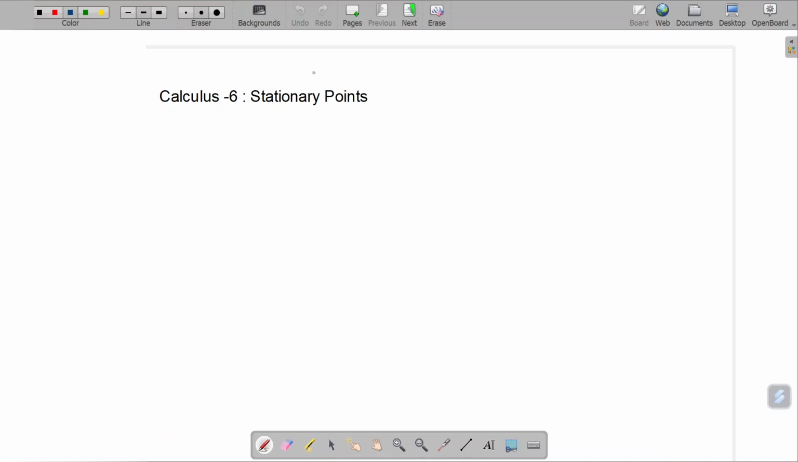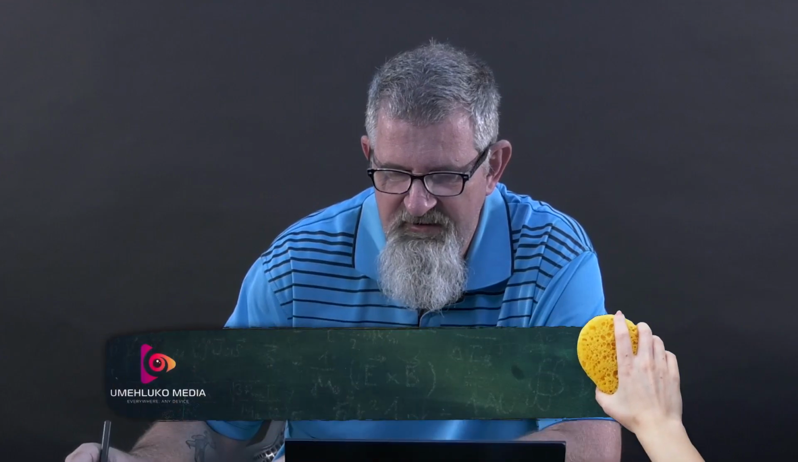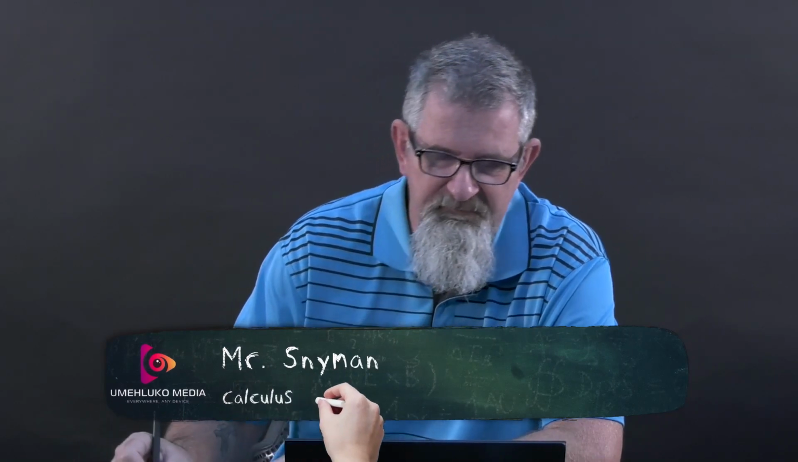What I want to do today is use this idea of gradients and tangents to find what we now call stationary points, or what we used to call in the old parlance, local maxima or minima. The points on a graph where for a certain period of time, we have the highest point or the lowest point of the function.